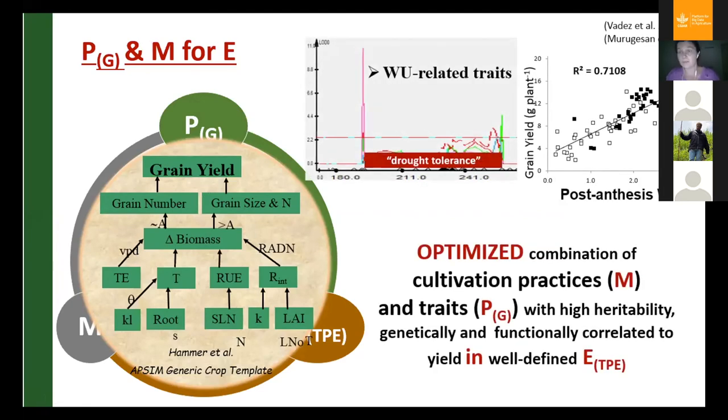So what we should be aiming for, and this is just a small example with these graphics above, with all these TPE analyses is at the end to optimize the crop production practices with the given genetics or traits. And these traits are not just any traits; they have to be significantly linked to crop production in a given environment. Otherwise, again, the breeder's equation falls apart.